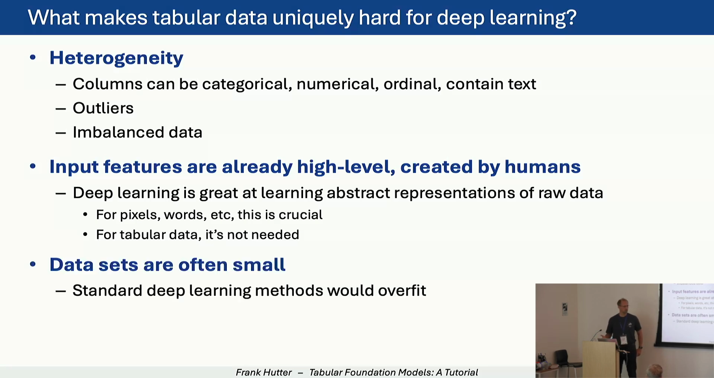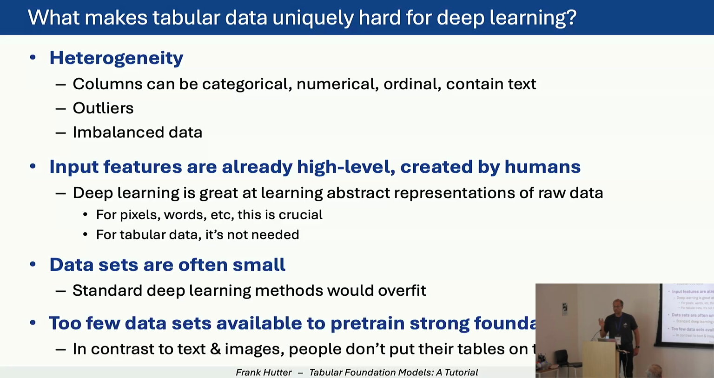Then data sets are typically much too small for normal neural networks, so you overfit. And there's also not enough data to build foundation models. Humans like to put text on the internet. We're a very social species. We like to put images. We don't put our tabular data sets on the internet. Nobody cares about our tabular data sets in a social context. And typically these contain private information in the business context, and they're very much guarded.